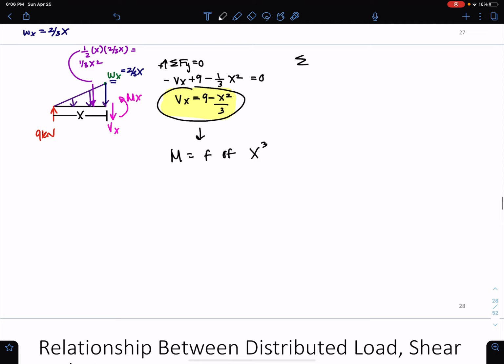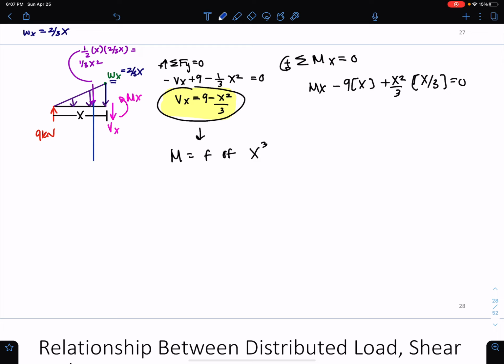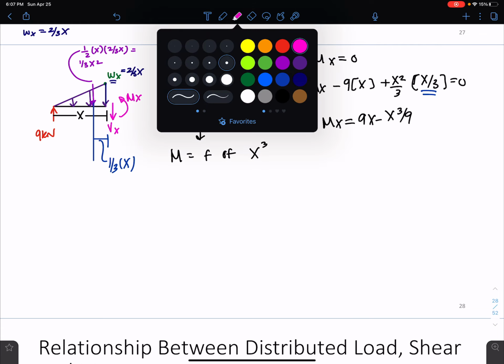Let's sum our moments about x, set them equal to 0, counterclockwise is positive. We have Mx, the moment there, minus 9 times a moment arm of x, plus x squared over 3 times a moment arm of x over 3. How did I get the x over 3? Well, the distance from here to here, the resultant to the point, is 1/3 of the total x, so we get the x over 3. If I simplify here, I get Mx is equal to 9x minus x cubed over 9, and that is the final function for my moment.